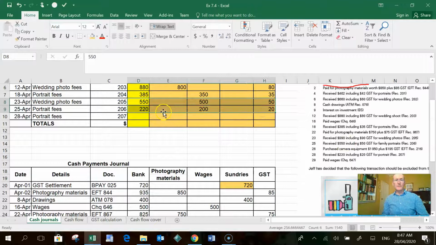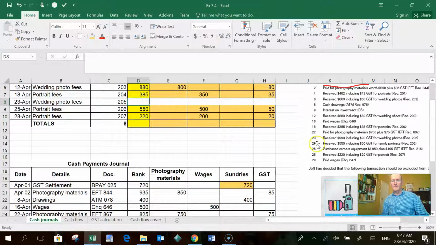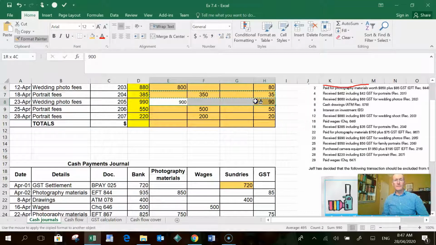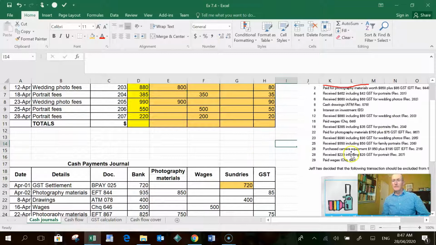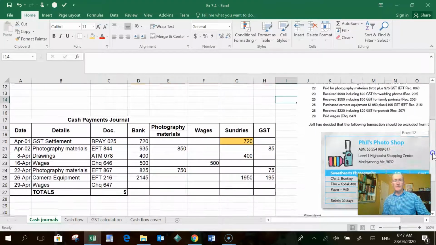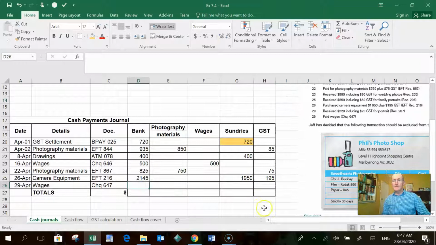So hopefully you weren't copying along there. So the 23rd, sorry, was 990 including GST. So 990 for wedding photos. So 990 there. Sorry about that. Hopefully you're able to fix that up on your records. I'll give you an Excel version of this as well. So the one I was about to do was wages down the bottom, $647 for $500.